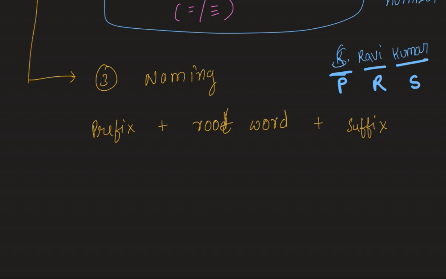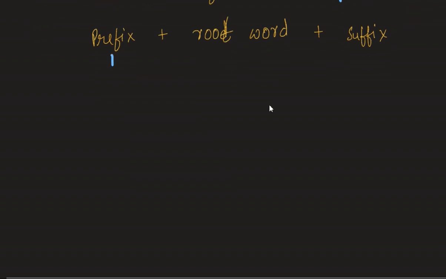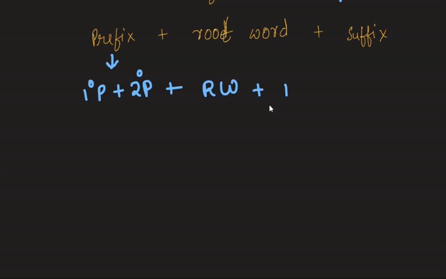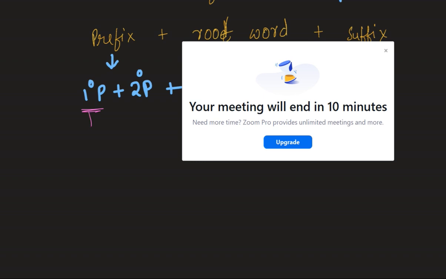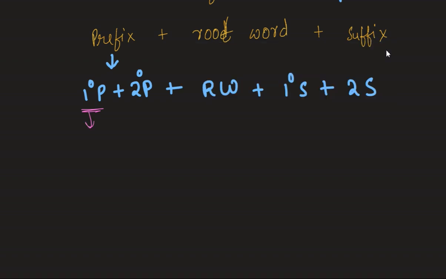But in IUPAC, the prefix is further divided into two types: primary prefix and secondary prefix. After that you have to write the root word, then the primary suffix, and then the secondary suffix. What is the meaning of primary prefix? Primary prefix is like cyclo, or you can say bicyclo. Next, what is the meaning of secondary prefix? You have to write the substituent name. Check whether the compound has any substituent, or you can say branches.